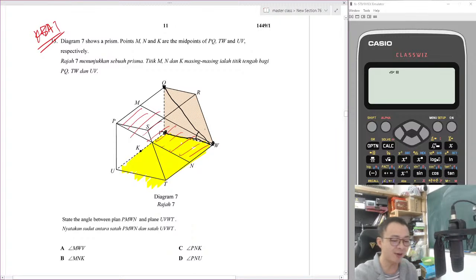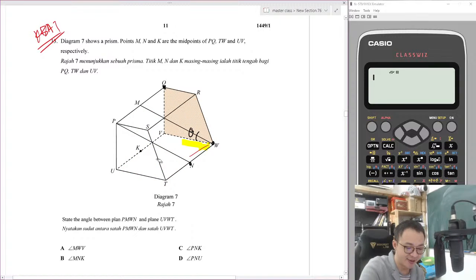Okay, why this one can? Because this angle itself is at the single plane. For the angle between, we never take from one plane cross to the other plane. So this is a bit tricky. Therefore, if I want to use the point N to point M, because they are the middle point, I must use the K. So therefore, it's M, N, and K here.